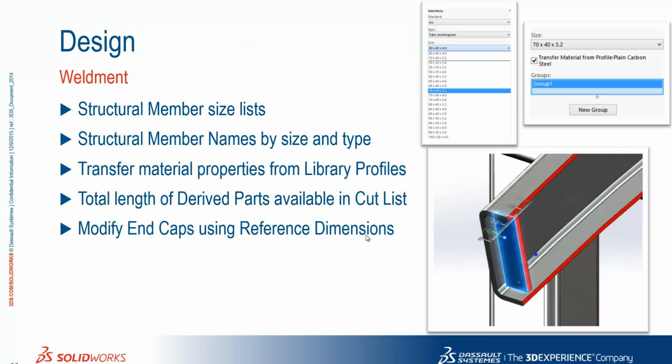Okay, so we've seen the structural member size lists, the structural member names by size and type. We can transfer the material properties from the library profiles. We can take the total length property across. We can also modify end caps using reference dimensions.